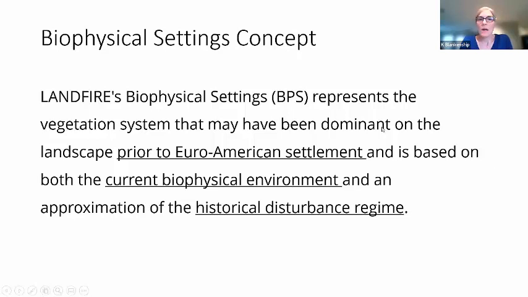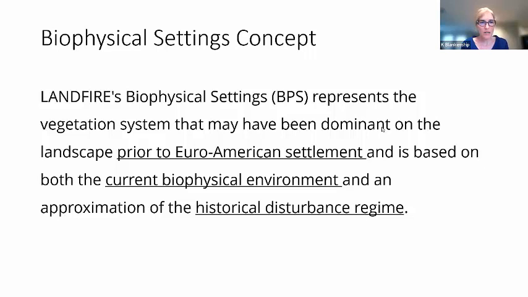All right. So to get started, I wanted to review what a biophysical setting is, because it's not necessarily standard terminology outside of the Landfire program. You can see our definition here. The idea is that we're looking at potential vegetation that may have existed on the landscape. You'll see here that our definition includes prior to Euro-American settlement and in the current biophysical environment. And also we're looking at the impact of historical disturbance regimes.